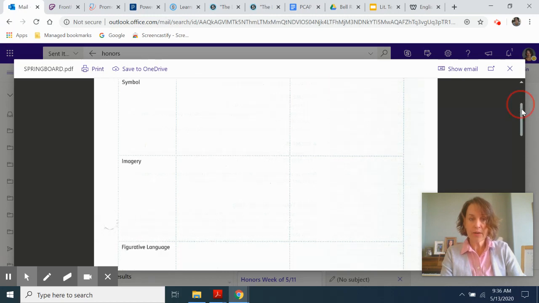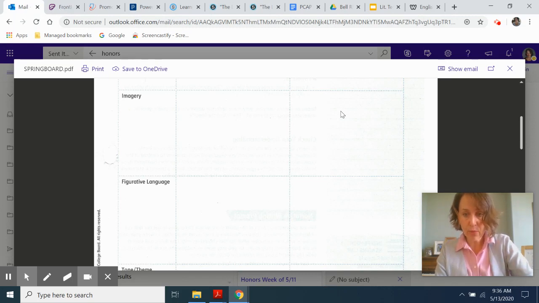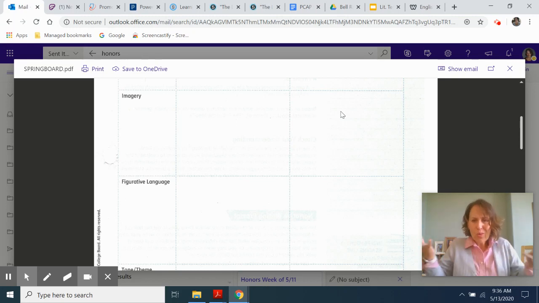The next part of SIFT, so the S is symbol, the I is imagery. Again, this would be text evidence here. What imagery do I have? Think about the flashback I can think of in the leap that I used, about when she goes back to sewing and she can smell and hear and feel. Right? That's imagery. So I want the text evidence of that. And then again, what is the effect? Why is that important? When you're analyzing literature, you're always thinking, so what? Why does this matter? Why did the author use it, or why should the reader care?